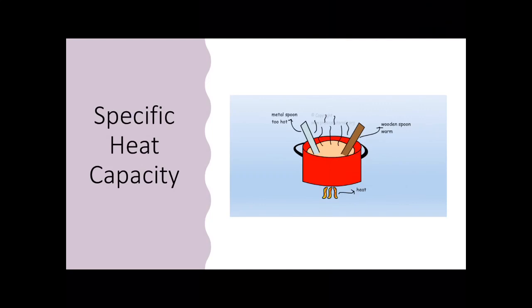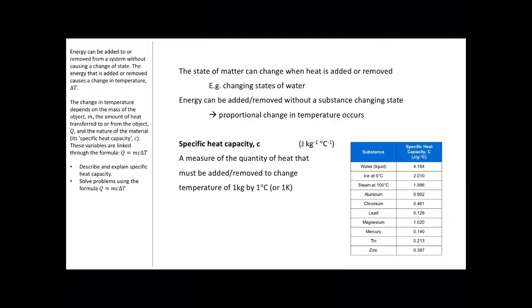Specific heat capacity is a measure of the quantity of heat that must be added or removed to change the temperature of an object. Energy can be added to or removed from a system without causing a change of state. The energy that is added or removed causes a change in temperature.